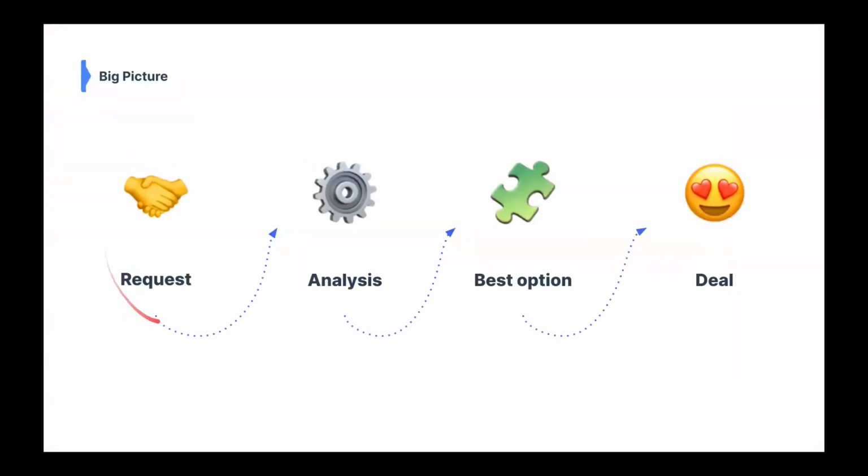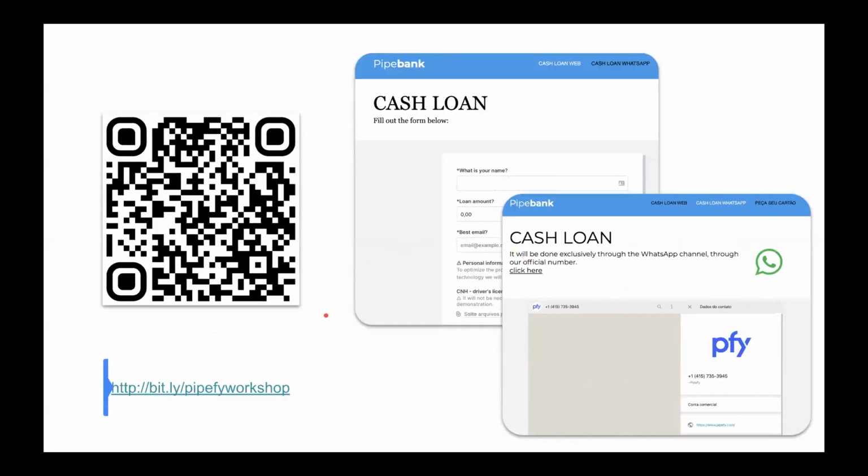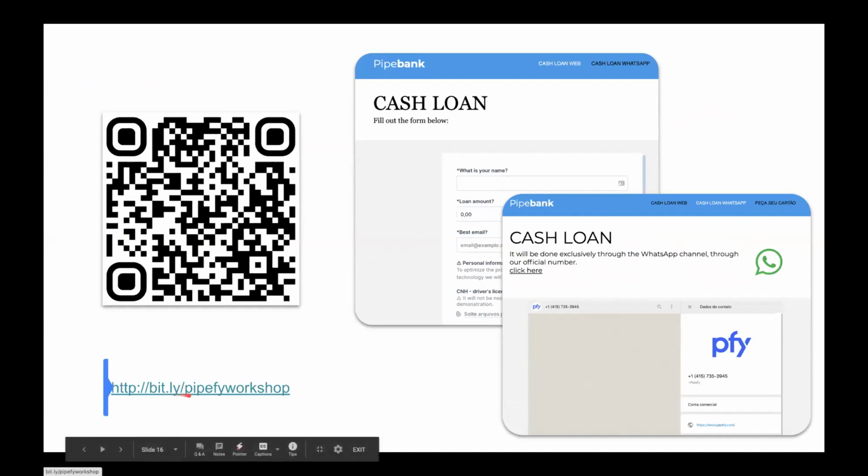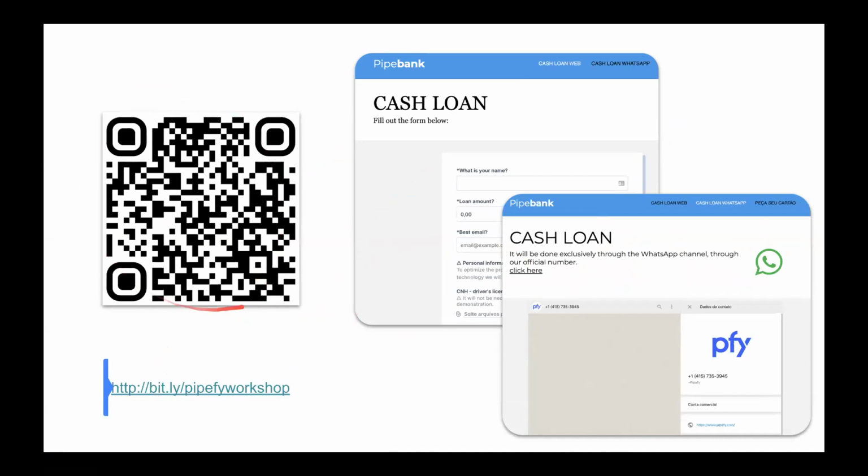So first we will have a request. After we will do an analysis with that, and after we will select the best option for this request, and we will close the deal. Okay? To do that, I will ask you to have your cell phones, or Marina or Camila could send this link in our chat here. But if you could, you can scan using your cell phone, and you see this web page here.